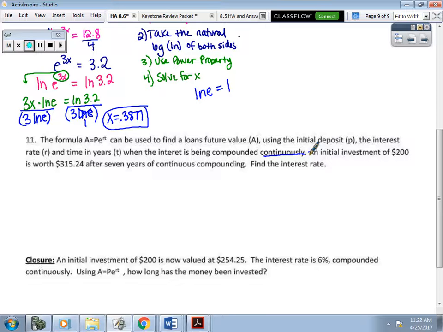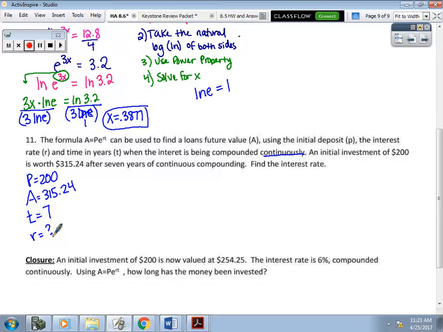It tells me an initial investment of $200 is worth $315.24 after 7 years. Find the interest rate. So you want to go through and decode what is what. So 200 would be A, P, R, or T? P. Initial investment. So P is 200. 315 would be what? A. 7 years would be time. So we are asked to find what the R variable is.